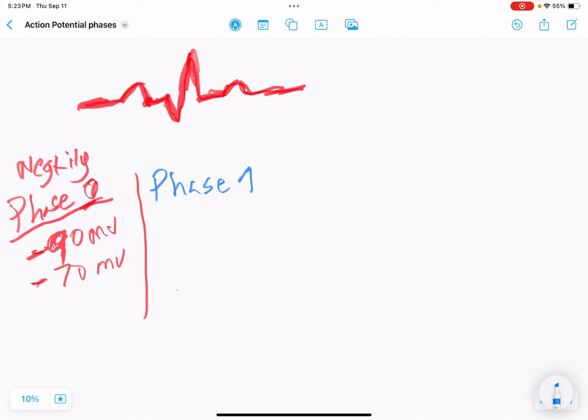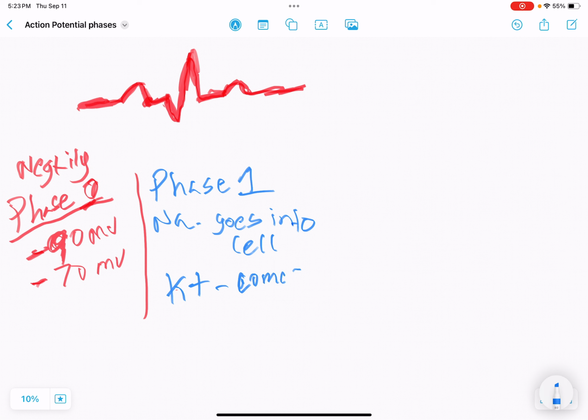And it's all in the name, guys. So in phase 1, sodium, Na, goes into what? It goes into another cardiac cell, goes into the cell, and what comes out? Your potassium comes out of the cell. There you go. This is for phase 1.